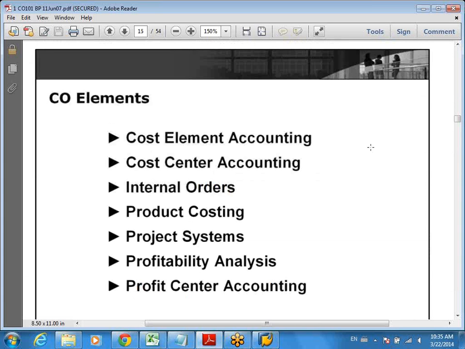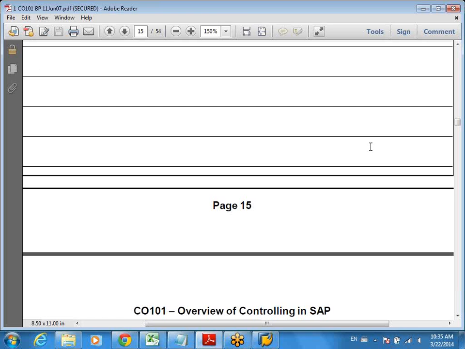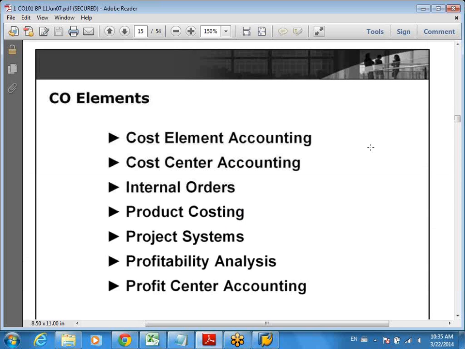In the CO side, when we talk about all these things, we will go through internal orders for small projects. Product systems is only for large projects. For the costing, both fixed cost, your direct material cost, services cost. We also look at profitability, as profit center accounting is where your revenue comes in. Very clear on these terms, right?